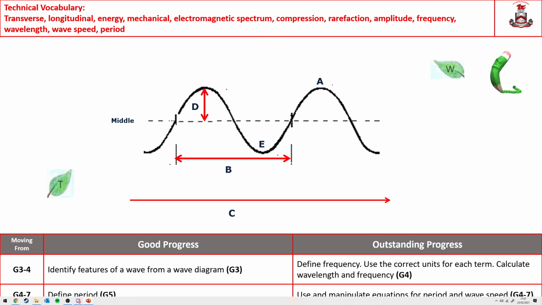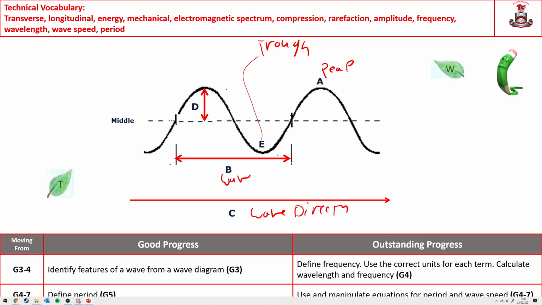Right, assuming you have done the answers, that is a peak. It's the top of the wave. So E is then, I'm going to just do a line here. E is a trough. C is the wave direction. Now, B is the wavelength. It is the length of one complete wave.